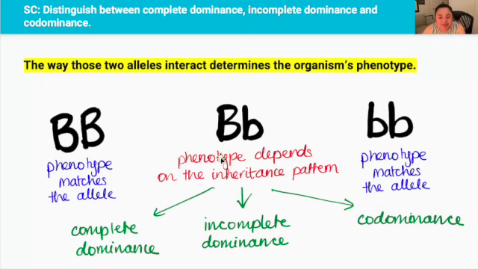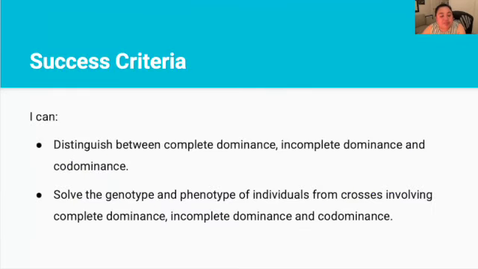In complete dominance, the dominant allele masks the recessive allele. In incomplete dominance, neither allele is dominant over the other. The phenotype is instead a blend of the 2 alleles. And in codominance, both alleles are expressed together equally and independently in the phenotype. So by now, you should be able to distinguish the difference between complete dominance, incomplete dominance, and codominance.